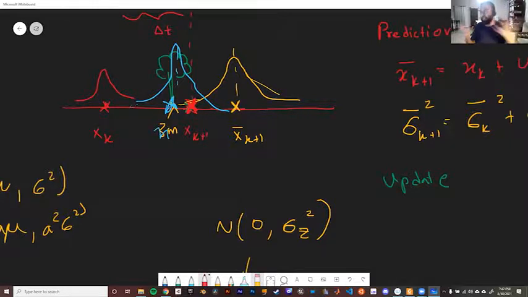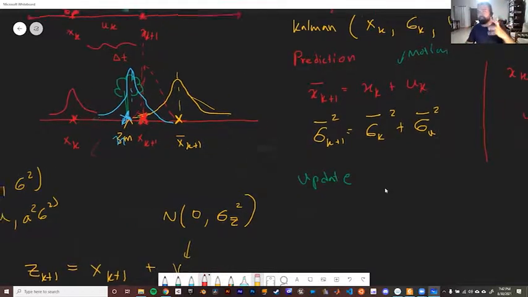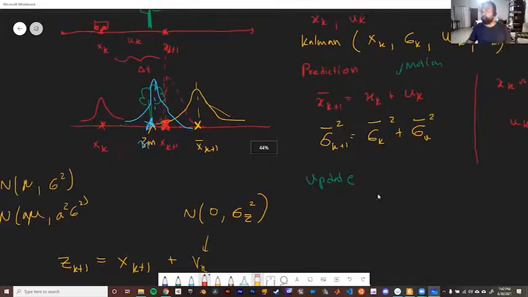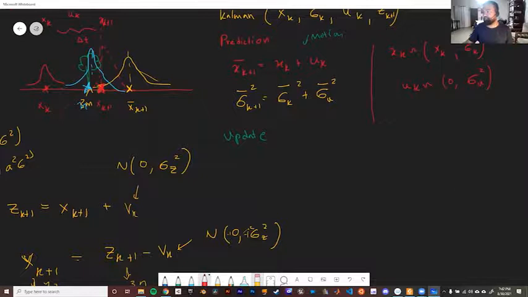And what the Kalman filter is going to do is combine these two, and the final result is going to be closer to the truth. It's going to be somewhere around here. Right? So what the update step is going to do now is combine the observation with the prediction. Right? So to understand this, we go back to this concept of information, right?